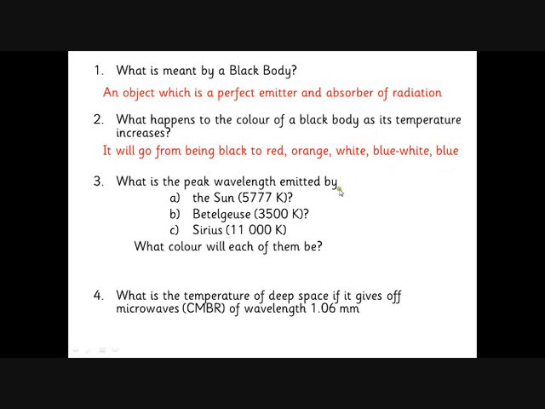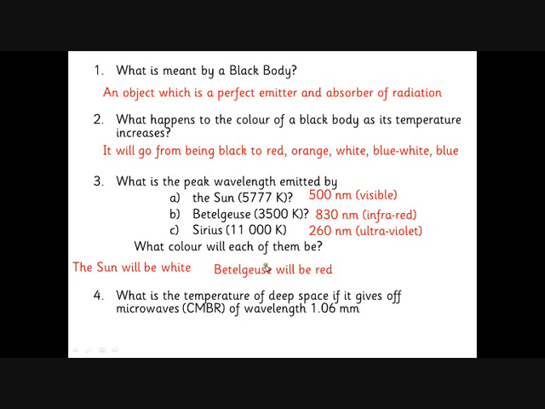Peak wavelengths: the Sun is in the visible. Betelgeuse is in the infrared, so it's going to look red because it's giving off much more of the red end of the spectrum than the shorter wavelengths. Sirius, 11,000 Kelvin, is a pretty hot star. It's actually got a peak wavelength in the ultraviolet. So the Sun is giving off all the wavelengths, it'll look white. Betelgeuse will look red, and Sirius is a blue-white star.